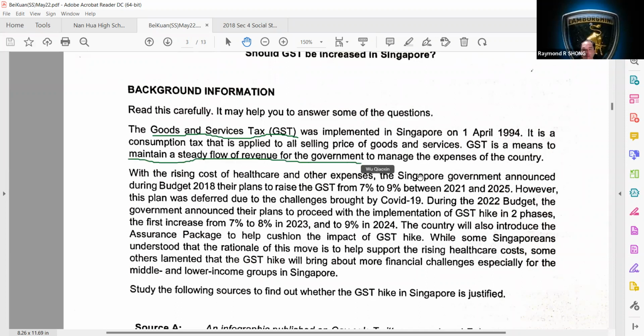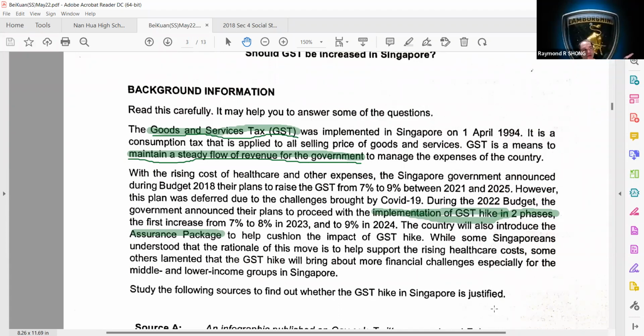So this is my second. Danny, take note. Pay good attention. Then here, implementation of GST hike in two phases. That's my third. This one, assurance package to help, this one, all the way to here. They lamented that the GST hike will bring about financial challenges, this one. So children, these are my 5 keywords that I'm going to use for questions A, B, C, D, E.